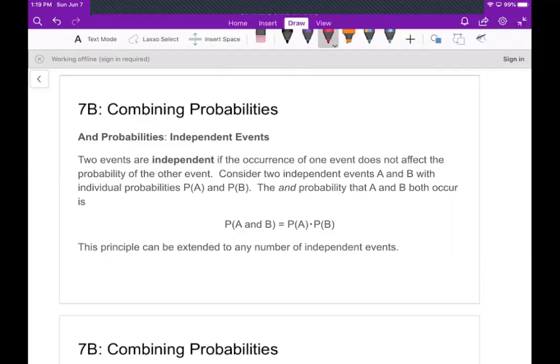Okay, guys, welcome. Today we're going to talk about combining probabilities. What I mean by combining probabilities is the probability of more than one event happening, or one or another event happening, and things like that. The first type of probability that we're going to discuss is the AND probability. So, probability of A and B.